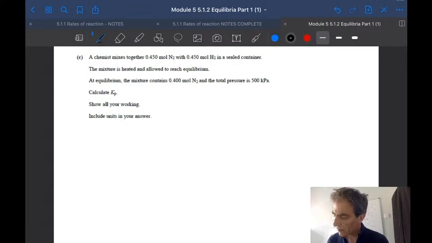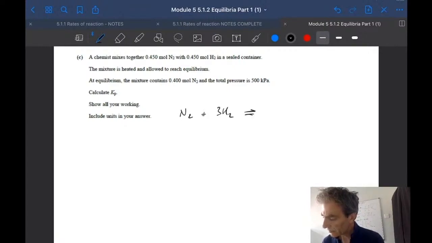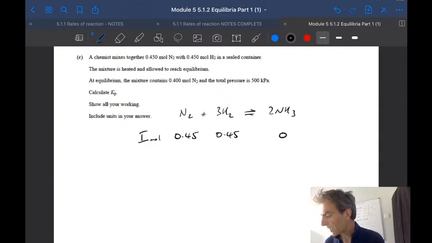Okay, right, so I'm going to write out the equilibrium again. So N2 plus 3H2 in equilibrium with 2NH3. So what does it say? It says chemists mix together 0.45 moles of nitrogen and 0.45 moles of hydrogen. So the initial, remember the I stands for initial, you can put mol there if you want, initial moles of nitrogen is 0.45, hydrogen also 0.45, therefore there won't be any ammonia right at the very start. So it then says the mixture is heated, allowed to reach equilibrium.